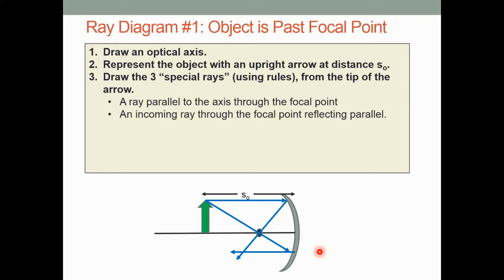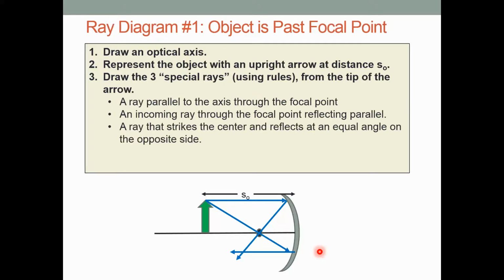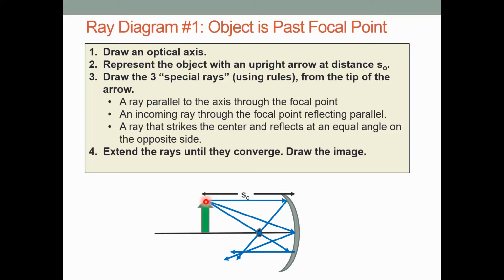And finally, our third rule is a ray that strikes the center and reflects at an equal angle on the opposite side. So we start at the top of our object, we go through the center, and reflect at an equal angle on the opposite side. Now, this is a converging lens, so all of the light that comes in converges at some point. We're going to keep drawing the rays until they all three converge at a point. This is where our image will be. So we're going to draw our image there. And now we can figure out the distance SI, the distance of the image from the lens.